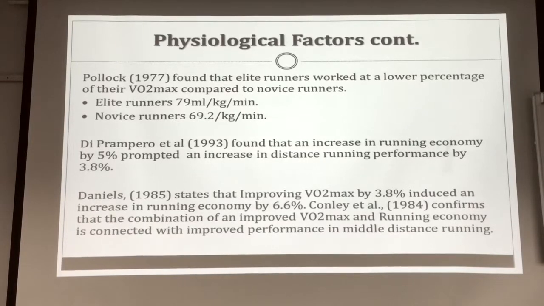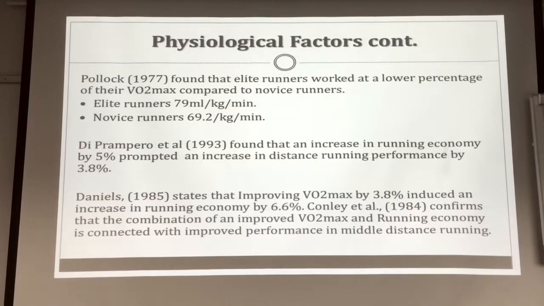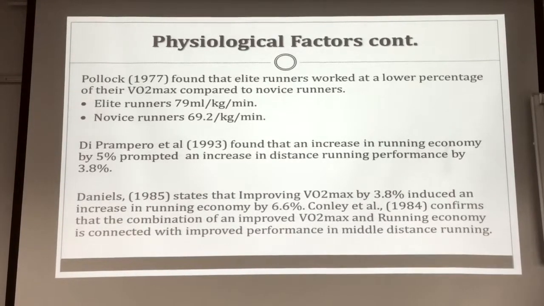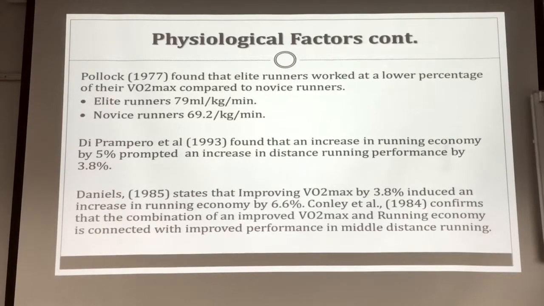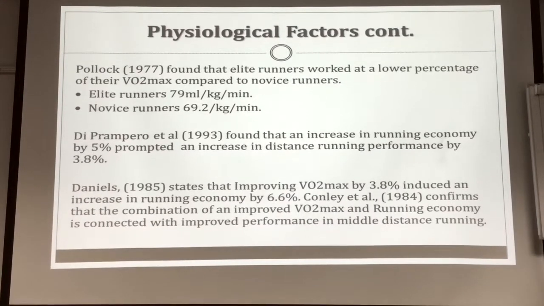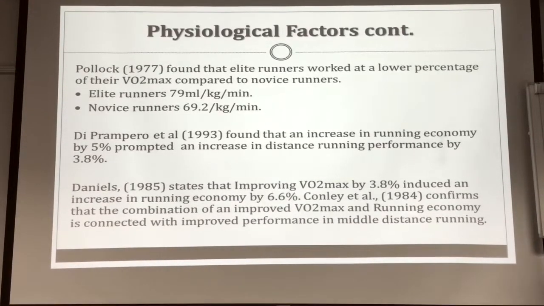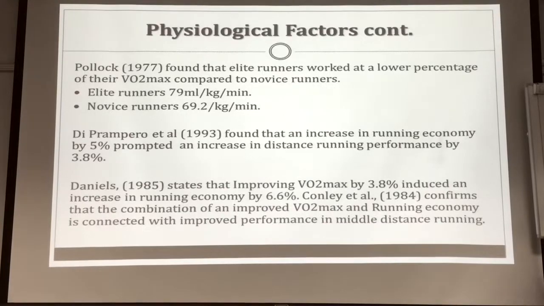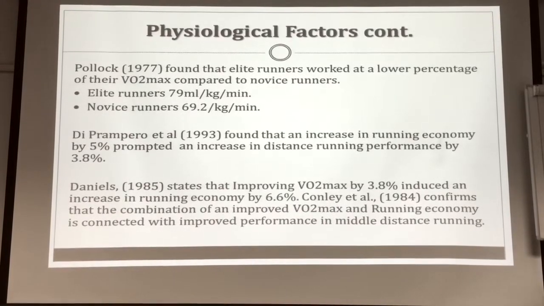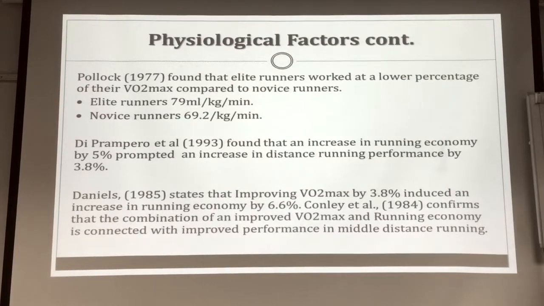Di Prampero et al. found that an increase in running economy by 5% promoted an increase in distance running performance by 3.8%. Daniels states that the improvement of VO2 max by 3.8% induced an increase in running economy by 6.6%. Connolly et al. confirms that the combination of an improved VO2 max and running economy is connected with improved performance in middle distance running.